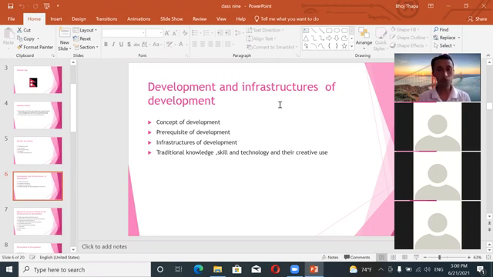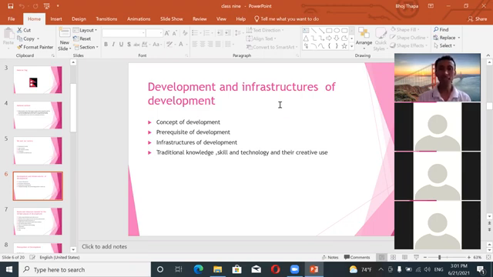First of all, development is the positive and progressive change, and infrastructure of development are the basis, the basic things of development. To develop anything, we need certain structures, certain matters, certain things. These are called infrastructures. For example, to build a building, we need pillars, rods, bricks, cement, sand. These are the infrastructures for a building.